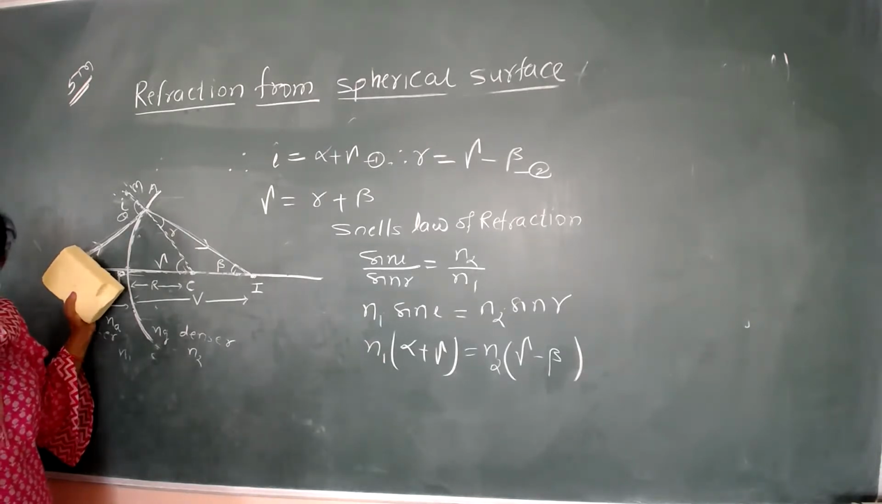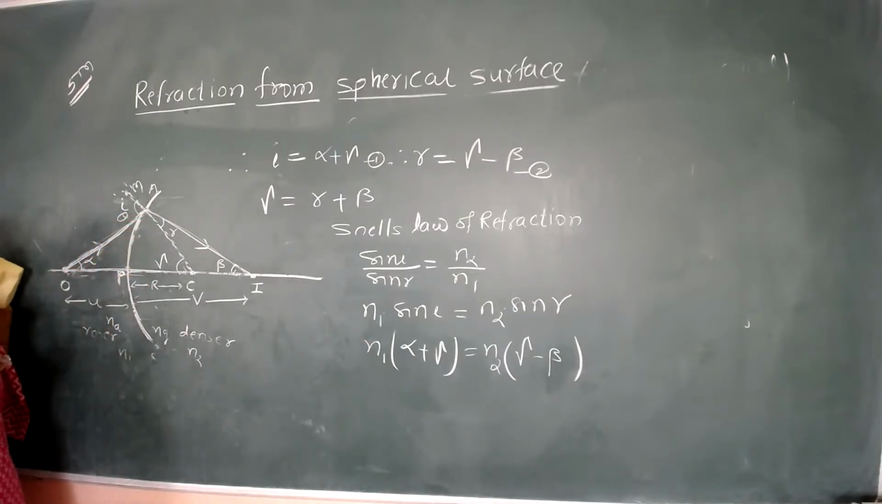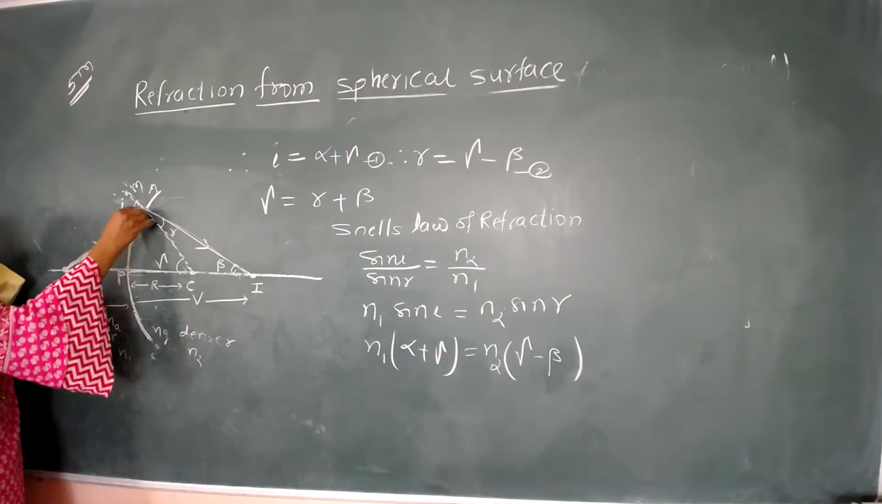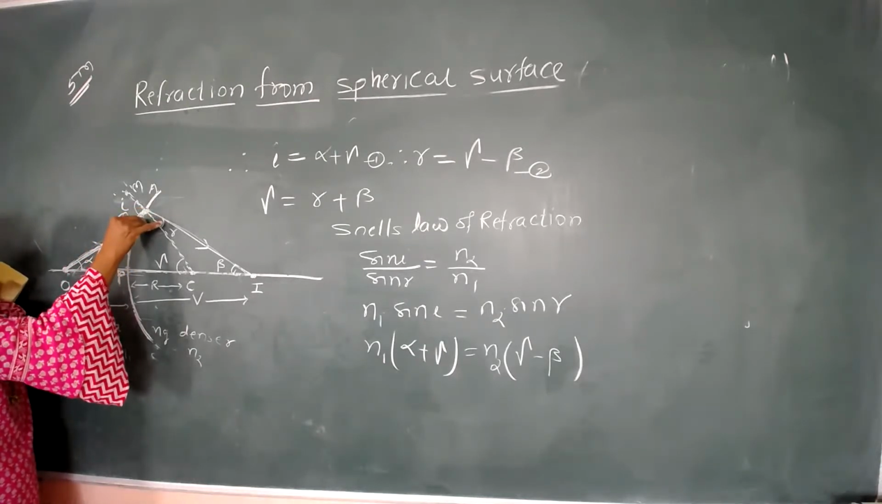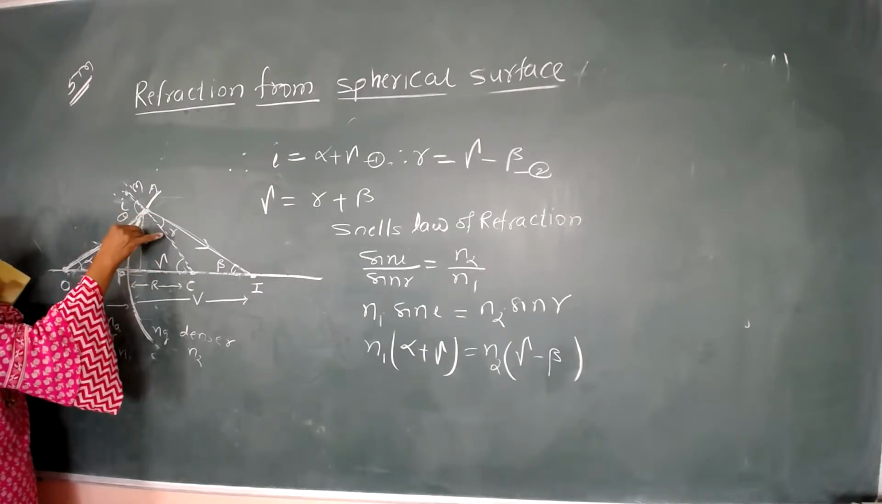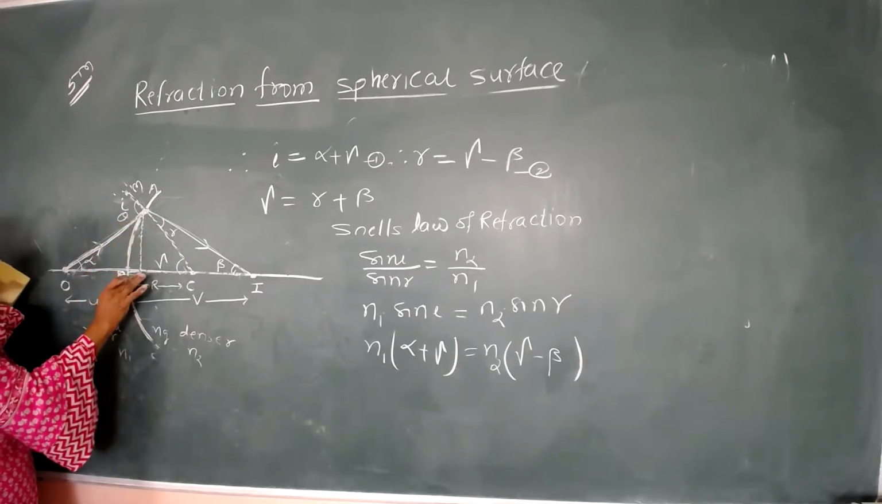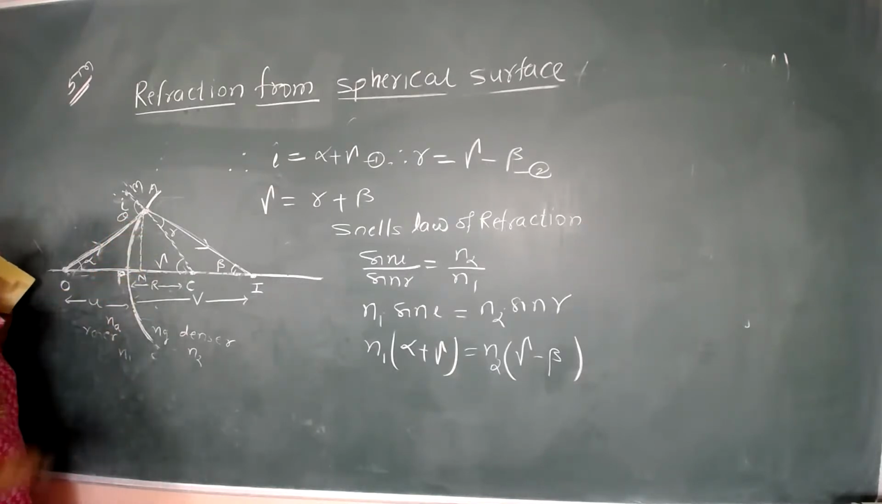Okay, draw a perpendicular line from Q to the principal axis. This draws a perpendicular from Q to N. With this we draw an imaginary line which is very near to the pole. Suppose this is known as QN. What is QN?